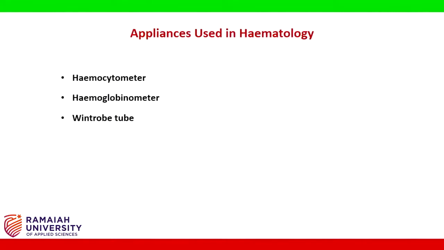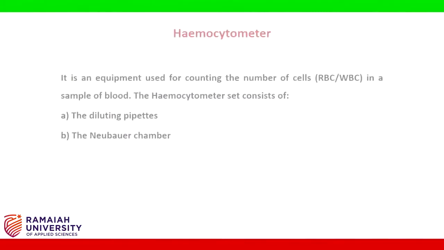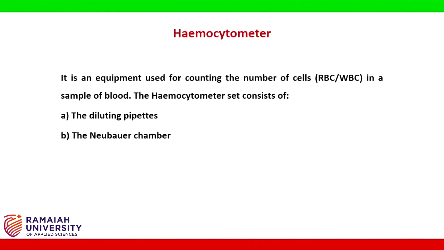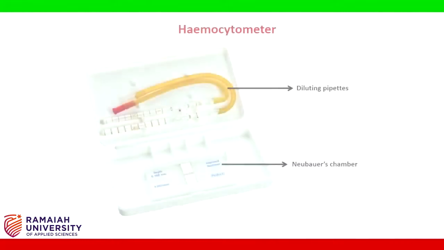Appliances used in hematology: hemocytometer, hemoglobinometer, Winthrop tube. Hemocytometer: it is an equipment used for counting the number of cells, RBC or WBC, in a sample of blood. The hemocytometer set consists of the diluting pipettes and Neubauer's chamber as shown in the figure.